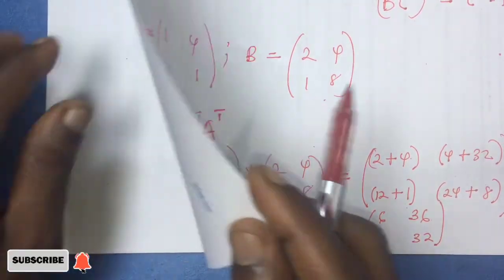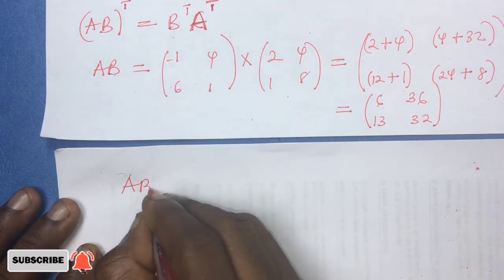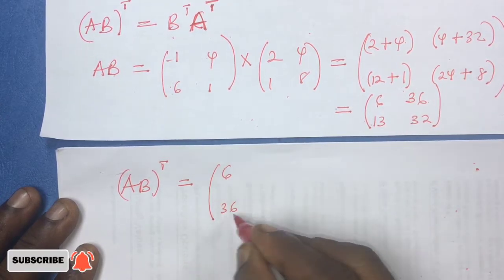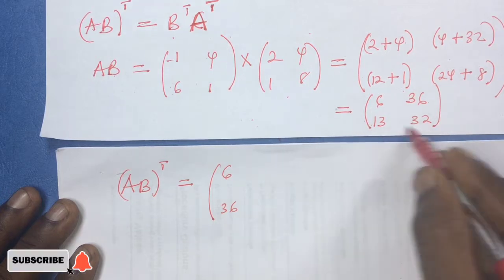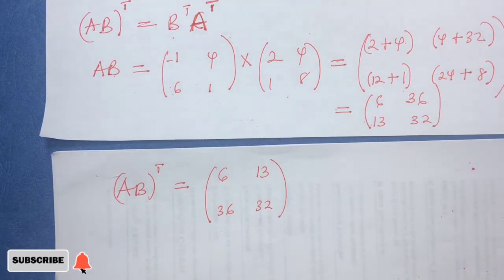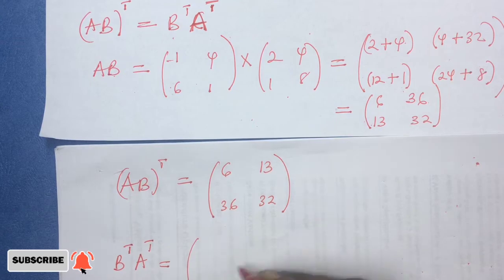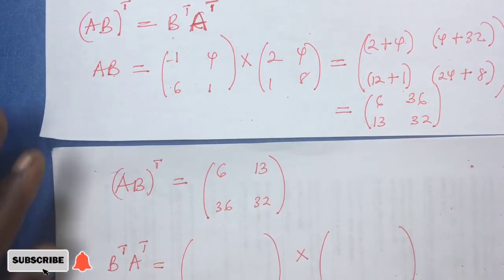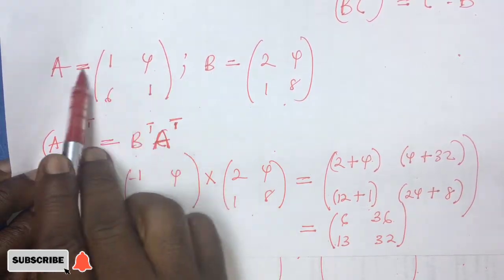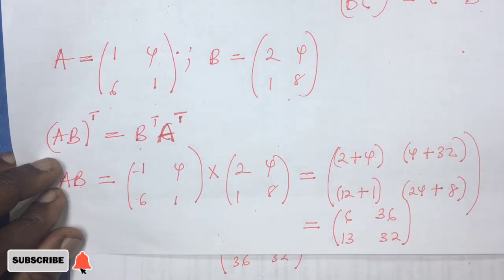So what next are we going to do? Having obtained A times B, we are now going to take AB all transpose. If you take AB all transpose, it will mean making this row, 6 36, become a column in AB transpose, and making the second row, 13 32, become a column, okay? And that will be AB transpose. Now that we have obtained AB transpose, let us check whether B transpose A transpose gives the same result. So I'm bringing B transpose here and multiplying it with A transpose. Now let us see what our A was. Our A was 1 4 6 1. So I'm going to change this. A transpose will now have the first row becoming a column. So in A transpose, 1 4 becomes a column, then 6 1.